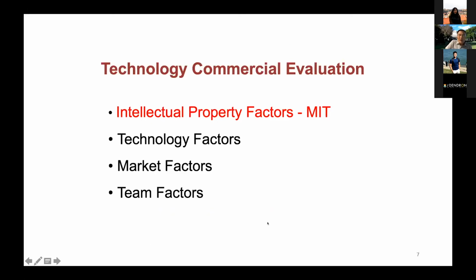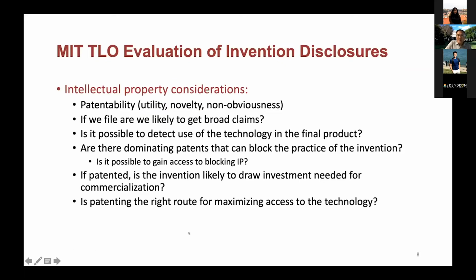When we talk about technology commercial evaluation, the MIT practice for intellectual property factors is the following. The MIT Technology Licensing Office evaluates invention disclosures based on the following. Basically, it's an intellectual property consideration, and that is the precondition to think about filing the patent.